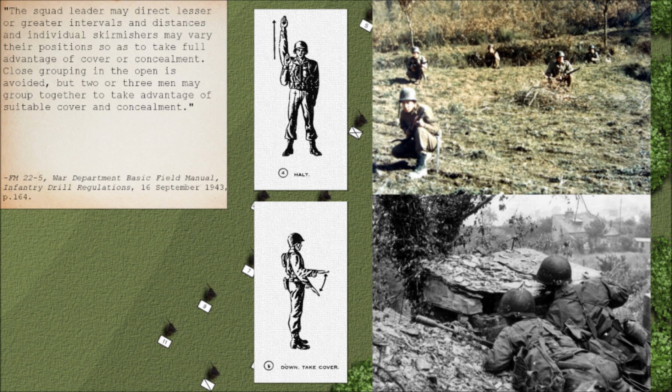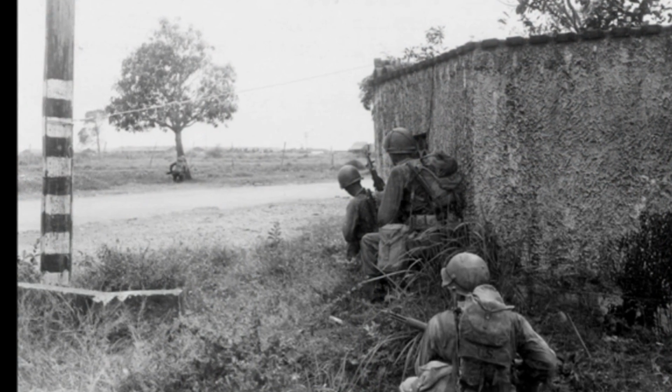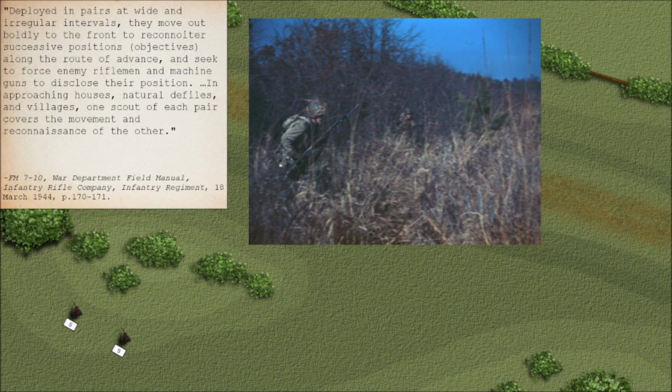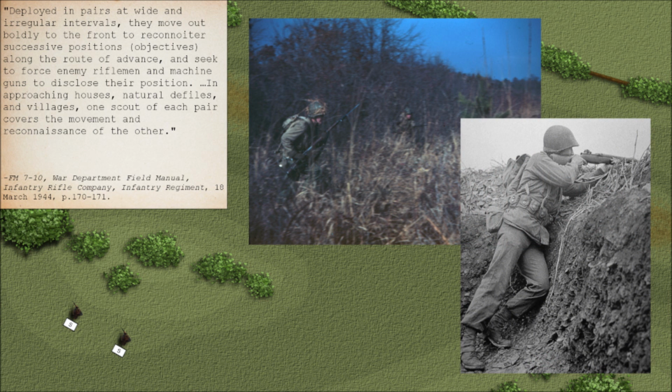Close grouping in the open is avoided, but 2 or 3 men may group together to take advantage of suitable cover and concealment. When contact was imminent, the squad could remain behind cover while the scouts advanced. Deployed in pairs, at wide and irregular intervals, they move out boldly to the front to reconnoiter successive positions, objectives, along their route of advance, and seek to force enemy riflemen and machine guns to disclose their position. In approaching houses, natural defiles, and villages, one scout of each pair covers the movement and reconnaissance of the other.